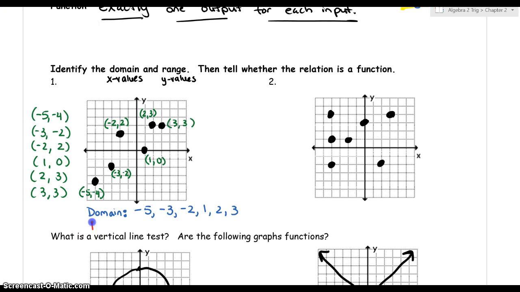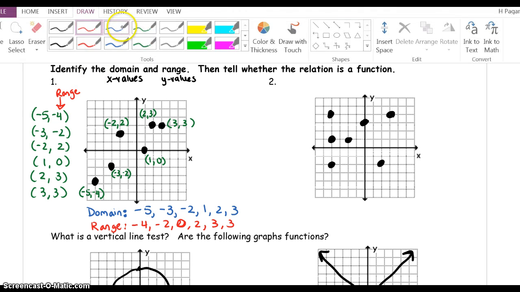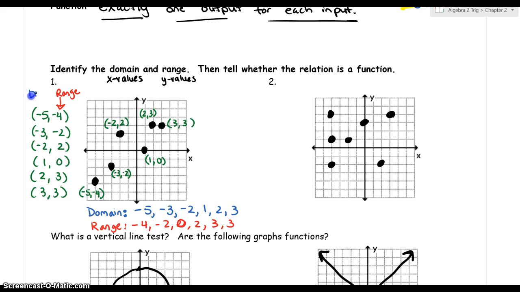So the range is going to be all the y values. These are all it. We have -4, -2, 0 first, 2, and then 3. I like to put them, once again, in order of increasing. So you can kind of see the ranges right here. And last but not least, the domain, the x values. So that's where I got all those from.